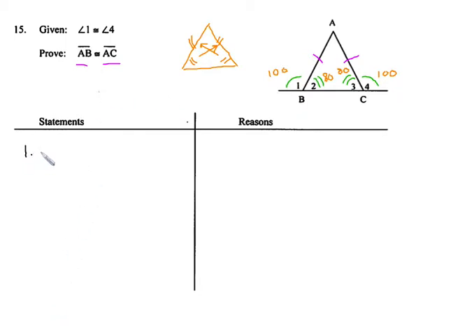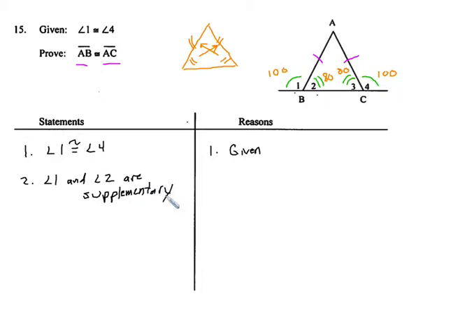So let's start at the beginning. We started that angle 1 and angle 4 were congruent. Why? Because it was given to me. After that, I recognized that 1 and 2 were a linear pair. So I'm going to say that angle 1 and angle 2 are supplementary. I could step this out and say that they're a linear pair by the definition of linear pair and then say they're supplementary because linear pairs are supplementary. But I'm going to go ahead and start with 1 and 2 are supplementary because we know that linear pairs are supplementary. We don't have to step it out bit by bit.